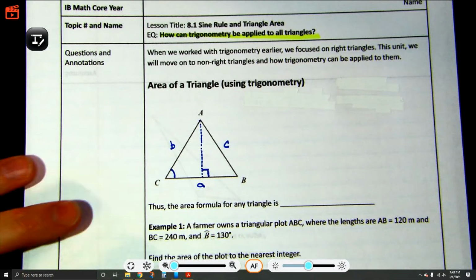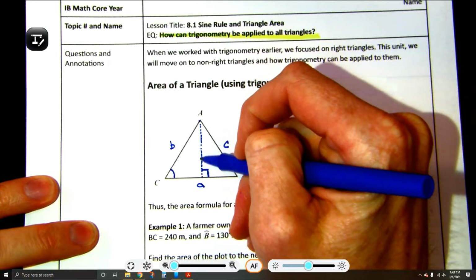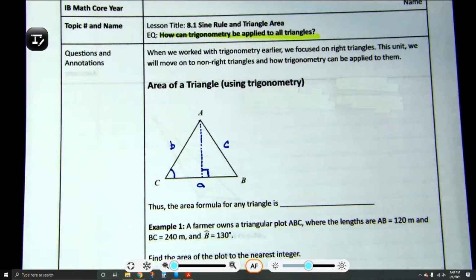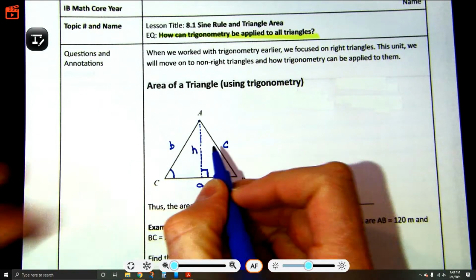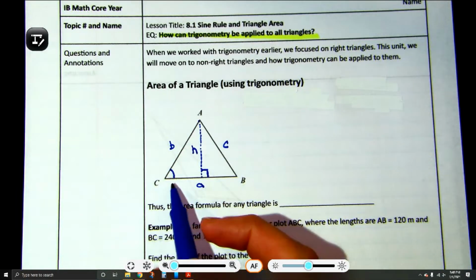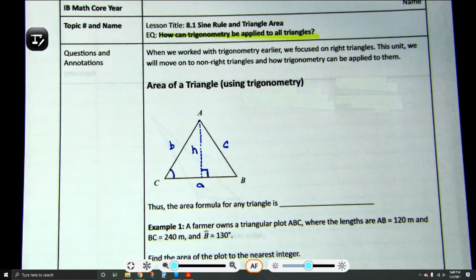I've also happened to draw in an altitude of this triangle, and altitudes always form a right angle with the base. And this is the height, and altitude always represents the height of the triangle. And then I've focused here on angle C. Now why is that? Because it's going to help us derive the area formula.